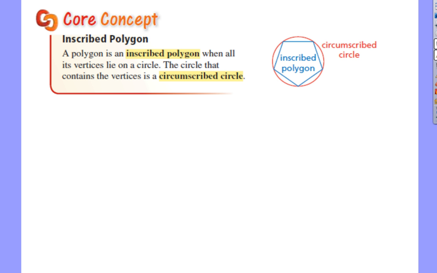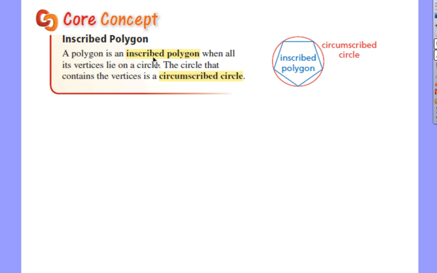Alright, ladies and gentlemen, in this video we are going to focus on a goal of identifying some key characteristics of inscribed polygons within a circle. Specifically, we're going to be focusing today on right triangles and quadrilaterals that are inscribed in a circle.